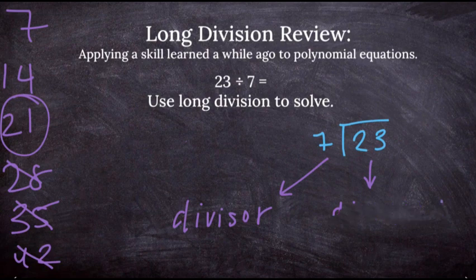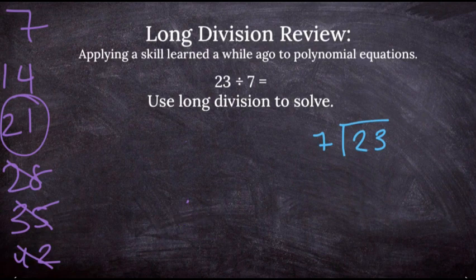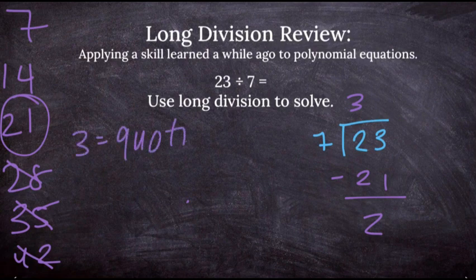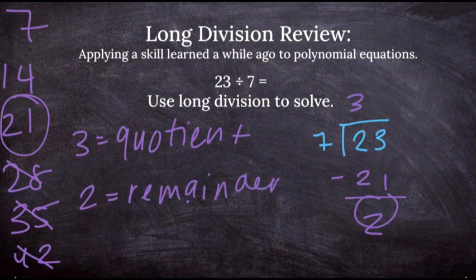So if we use 21 and we subtract by 21 and we put 3 at the top here because 7 times 3 is 21, we're left with 2. So 3 for us would be our quotient or our answer. And then we have 2 over here, which is our remainder. And we would write this as 3 remainder 2. Alright, let's take this skill and now apply it to more complex equations.